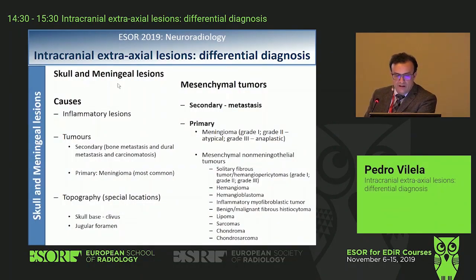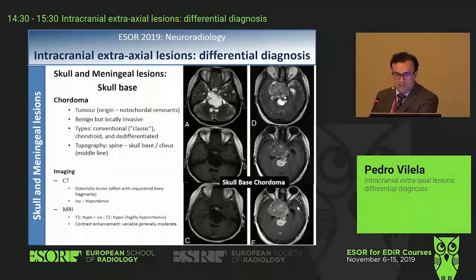So regarding skull and meninges, you have seen some inflammatory lesions, infections and non-infections. You have tumors. Obviously, secondary bone tumors are very common. They affect the bone of the skull base and cranial vault, but also you can have dural metastasis and even dural carcinomatosis. The most common primary tumor from the meninges is the meningioma. Then there are many other tumors that we are not going to have time to speak about that can actually affect the bone and the meninges.